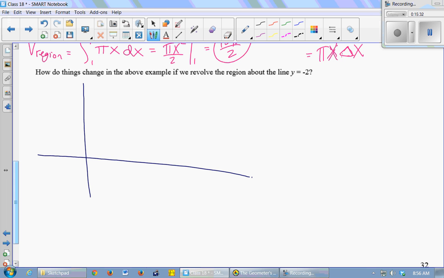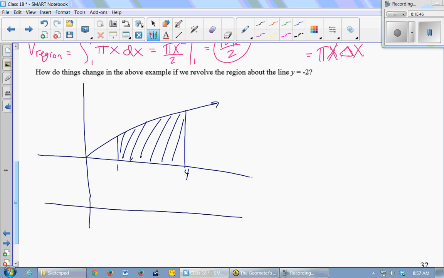Try to draw a picture of it. Here's 1. Here's 4. I'm taking the same region. But this time, my axis of revolution is this line. So what kind of shape am I going to be creating? Yeah, a ring or a washer is going to be the cross section. The whole thing is going to look like a bowl or a vase. It'll be hollow in the middle.